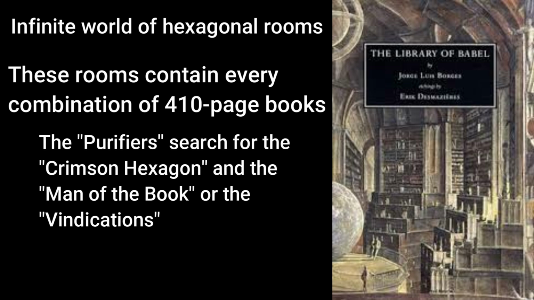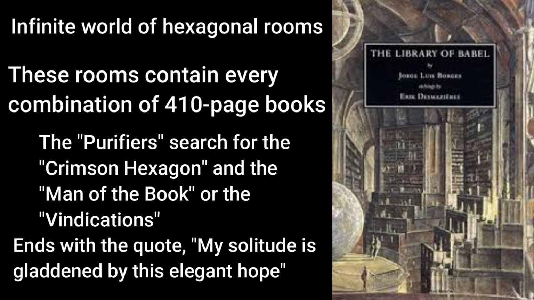This group travels around and destroys meaningless books, and their goal is to find the mythical Crimson Hexagon and the legend of the Man of the Book, or the Vindications. This group searches for the Vindications here. Also in the story, it ends by the narrator saying that my solitude is gladdened by this elegant hope. We're going to move on to the next story, which is going to be the Aleph.